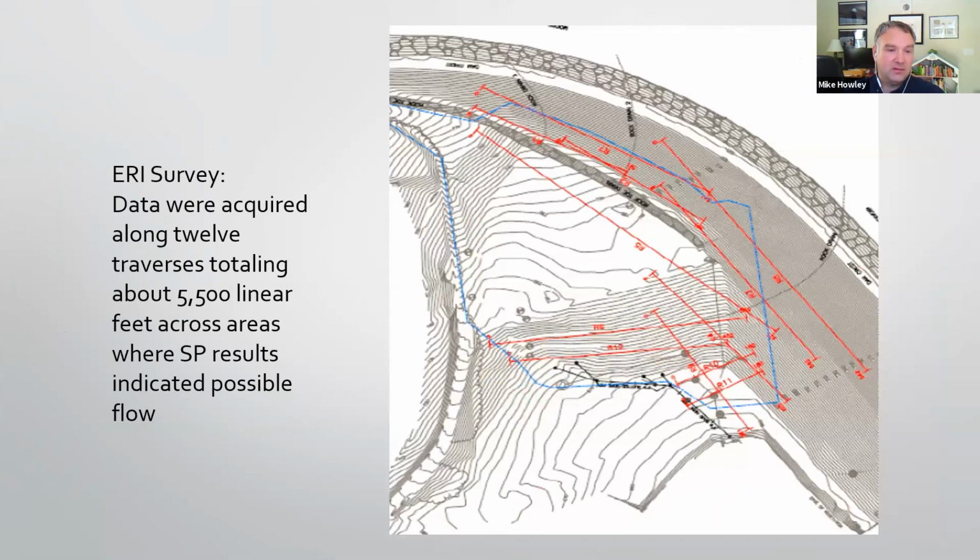Based on the SP survey results, 12 resistivity survey lines were acquired across the areas of flow indicated. The resistivity was acquired using 56 electrodes, with a variable inter-electrode spacing depending on the length of the line and the target depth of the structure.